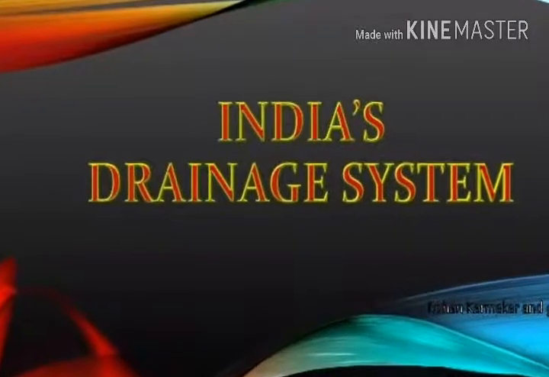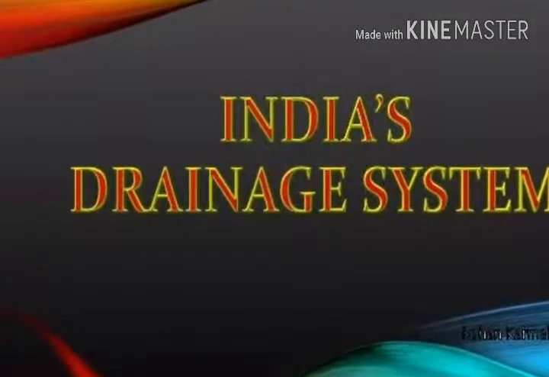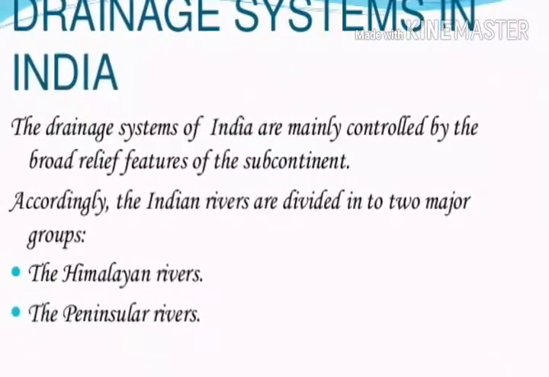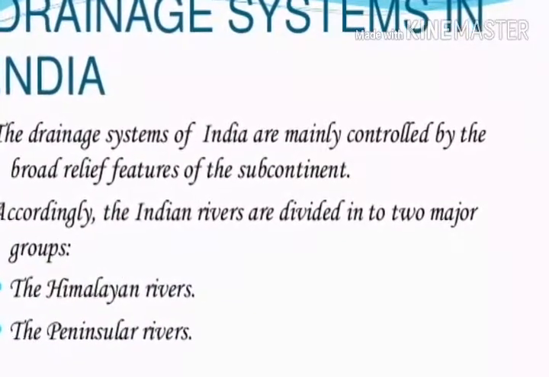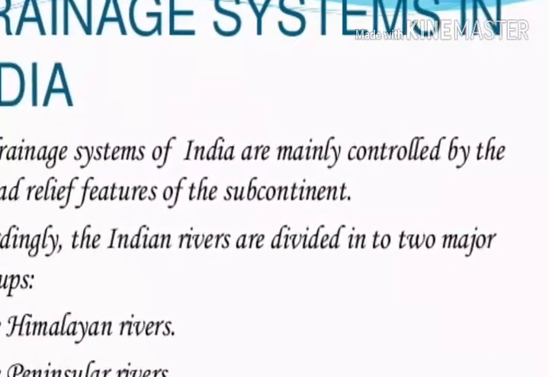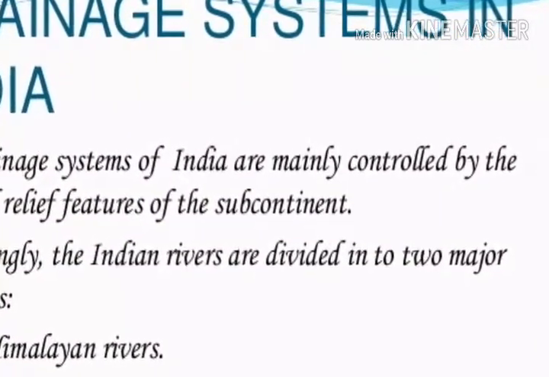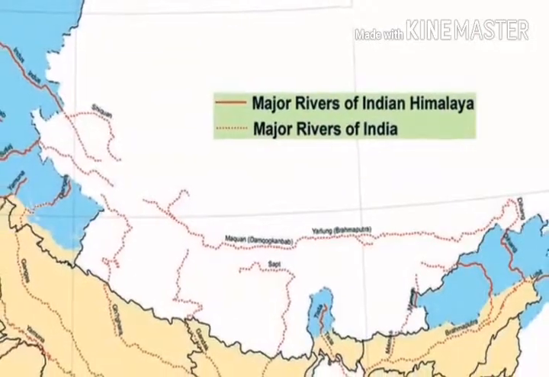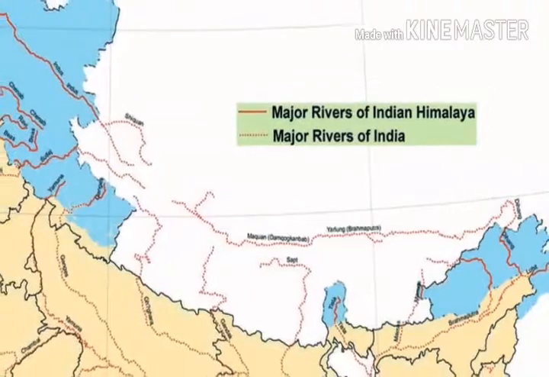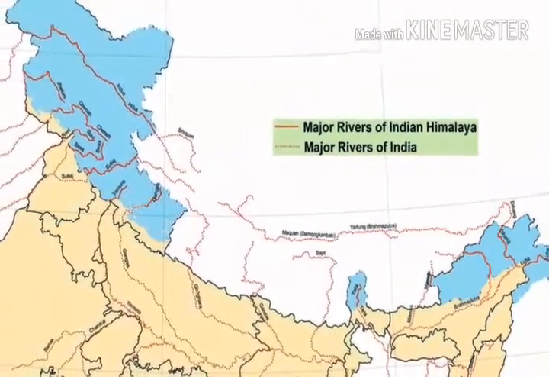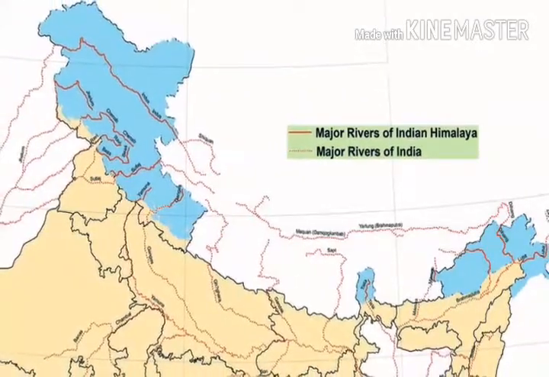Next is the drainage system in India. The drainage system of India is mainly controlled by the broad relief features of the subcontinent. Accordingly, Indian rivers are divided into two major groups: one is the Himalayan rivers and second is the Peninsular rivers. Himalayan rivers are long and are joined by many large and important tributaries. And most of the Himalayan rivers are perennial.